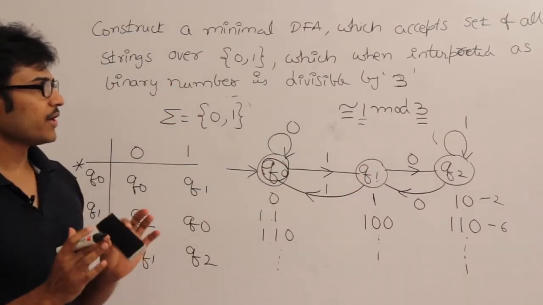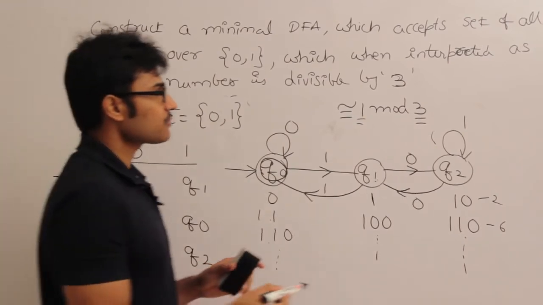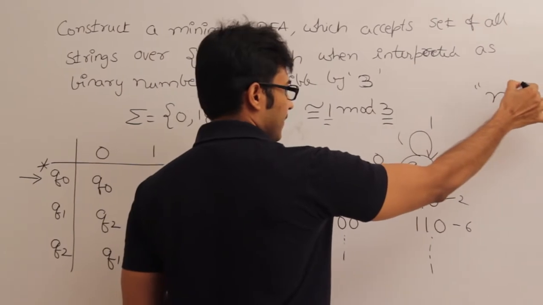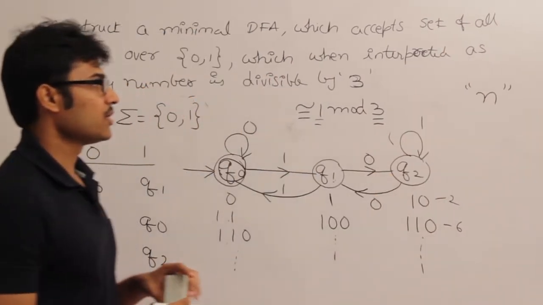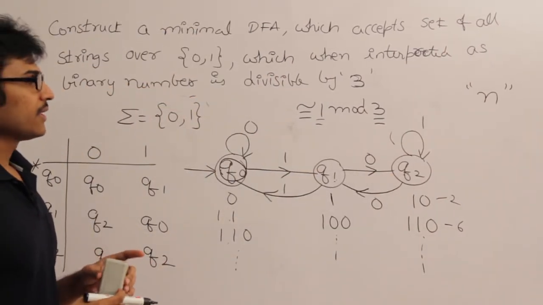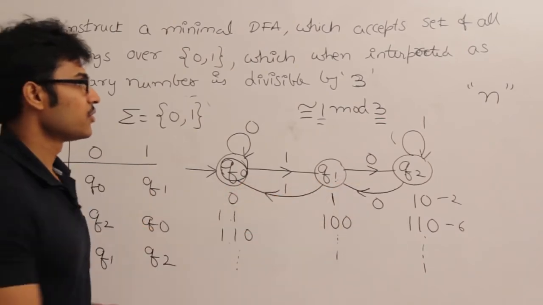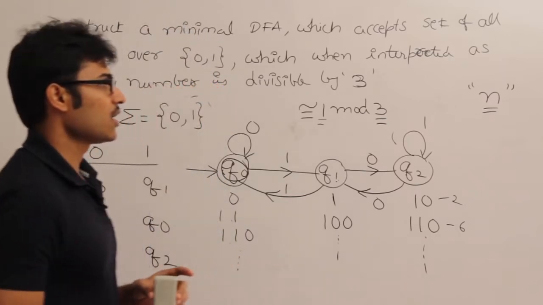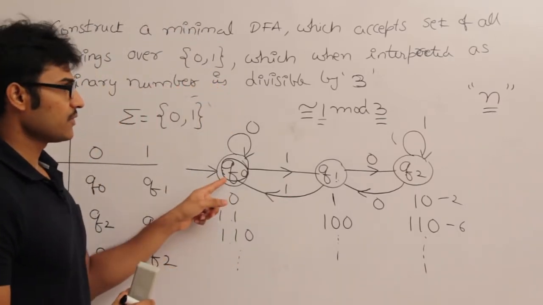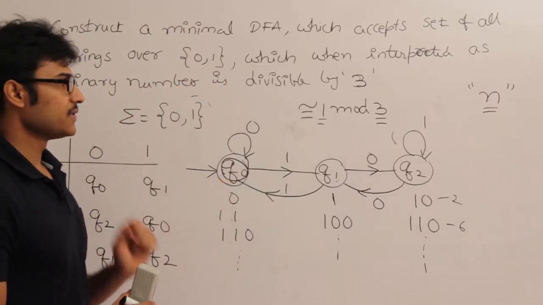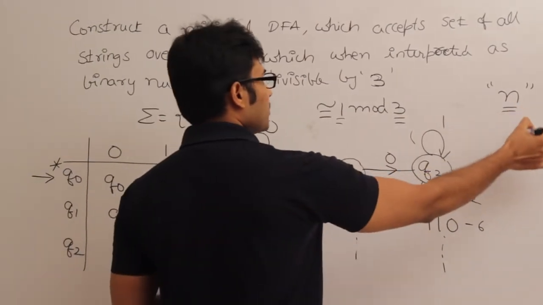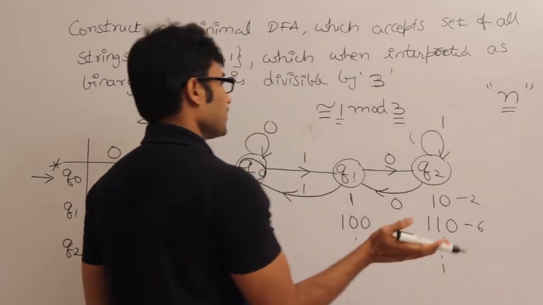There are some points worth noting here. If the question is about divisible by n, then the number of states in the DFA is going to be n itself. If the question is all about divisible by n, then the number of states is going to be n itself. If the question is about divisible by, okay, we shall extend it later.